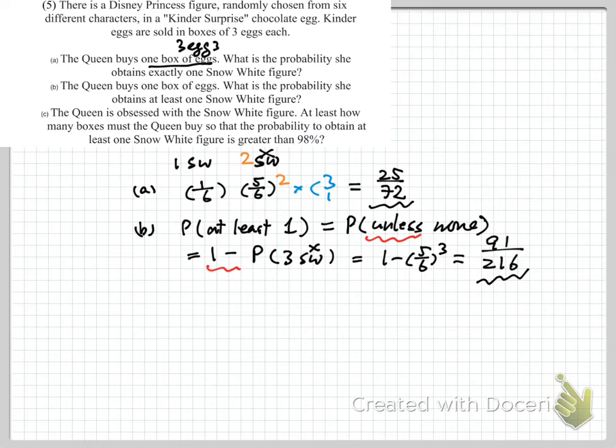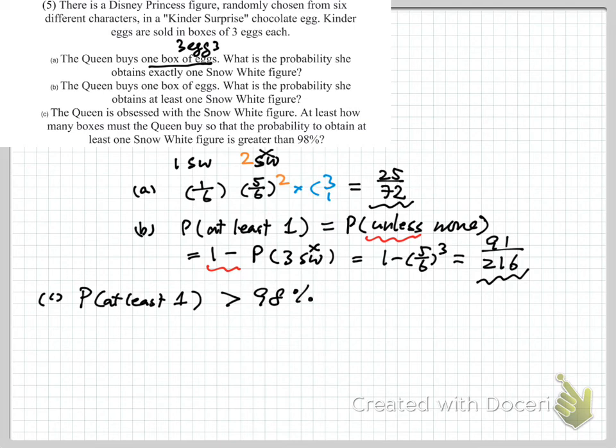So part C is the worst done question. Almost all of us did it wrong. So we want to know, I really want to have the Snow White, right? But I'm going to buy a number of boxes. So how many boxes should I buy so that the probability is greater than 98%? All right. So we want the probability to have at least 1 Snow White to be greater than 98%.